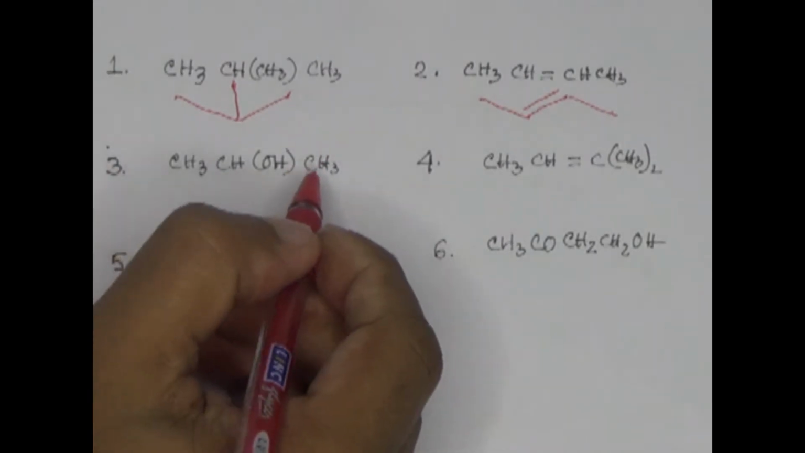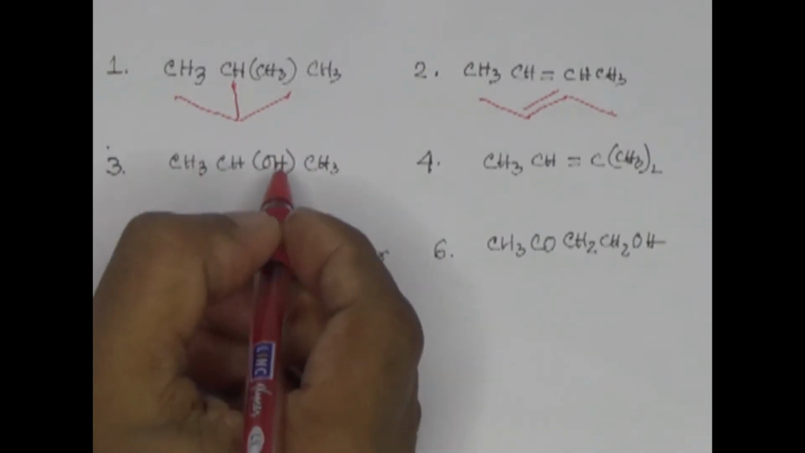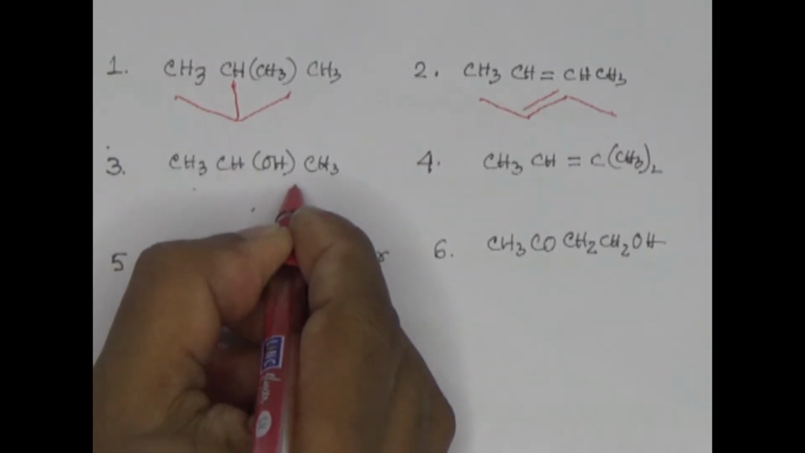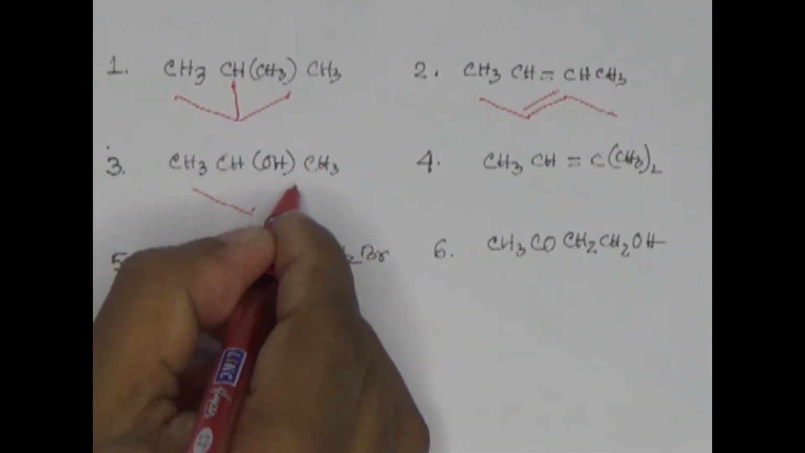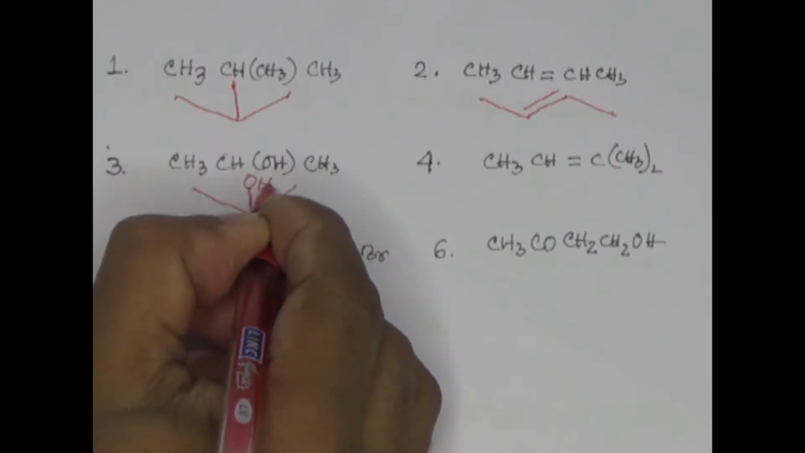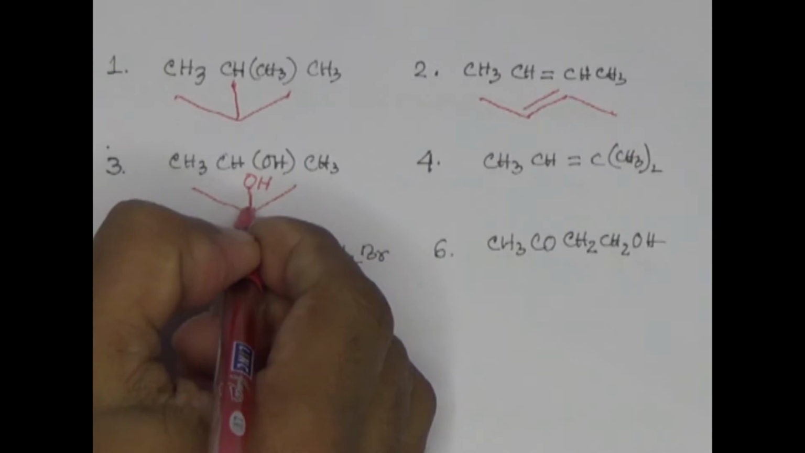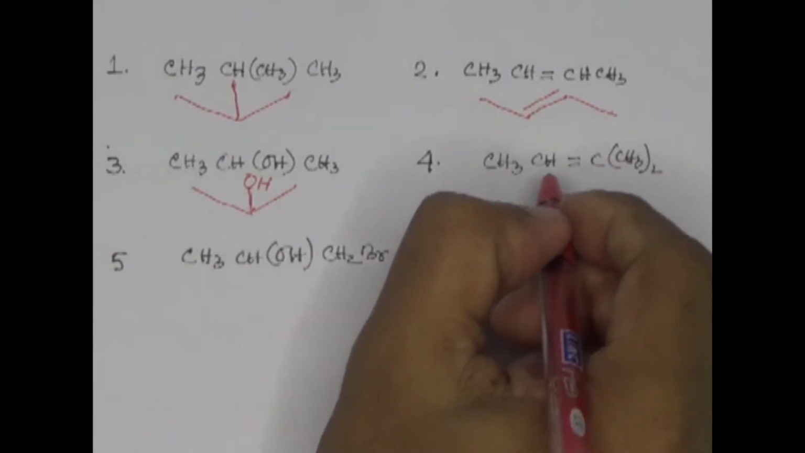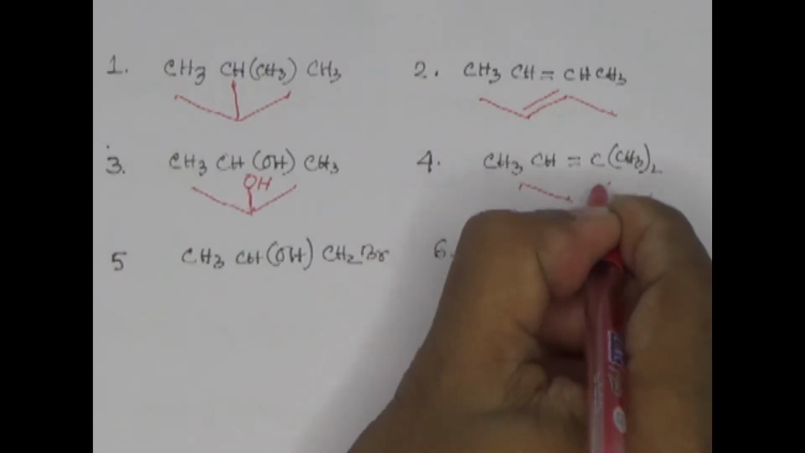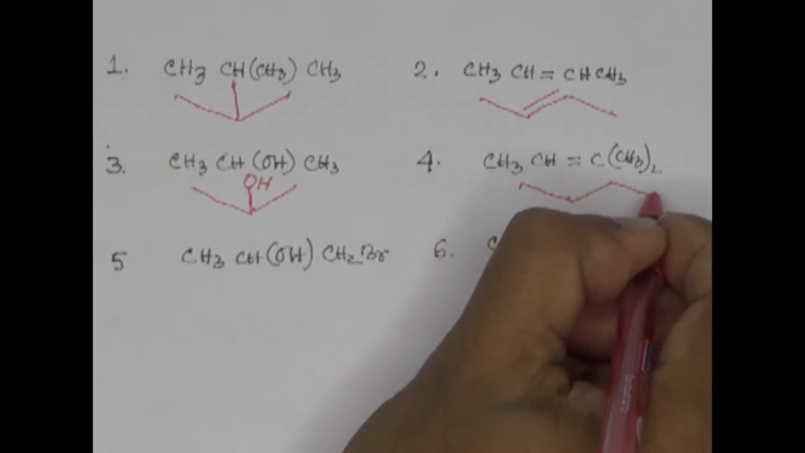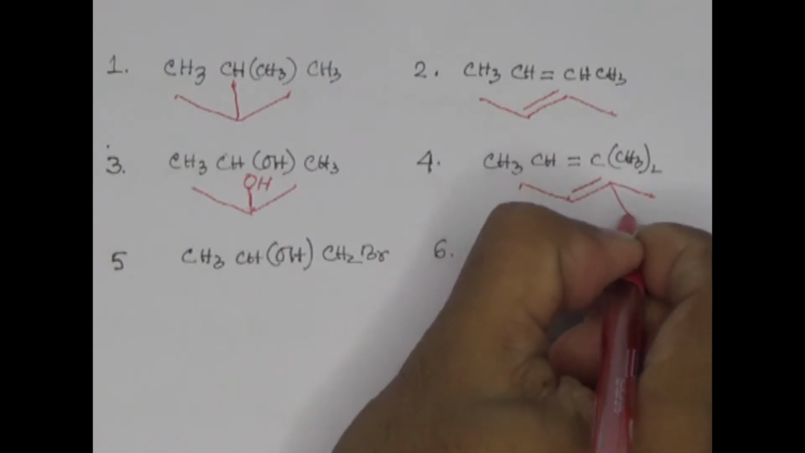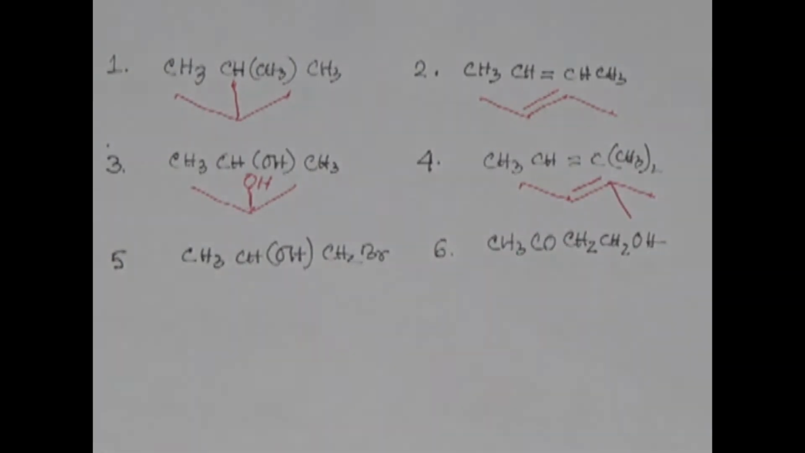Number 3 has 3 carbons, 1, 2, 3, and there is a branch. There is a functional group at position 2, so I'm giving you the main 3 carbons. The functional group is always present and the bonds will be present. Number 4: main chain 4 carbons, 1, 2, 3 and 4. At position 2 there is an alkene functional group, and there is a branch here at position 2, another CH3. This is the skeletal formula.